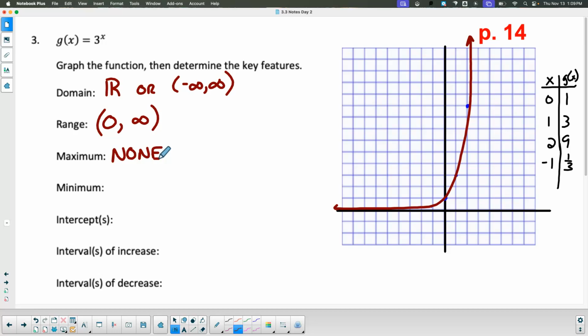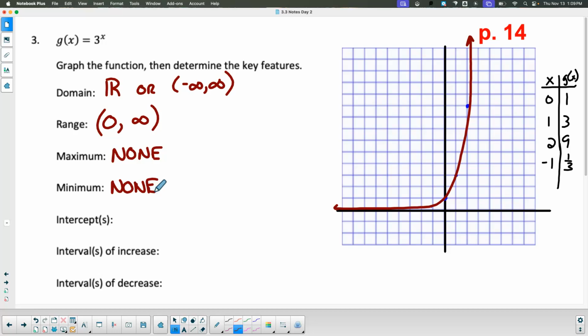Wouldn't the minimum also be none? It never stops. It just keeps getting smaller and smaller and closer and closer to 0, but never gets there.